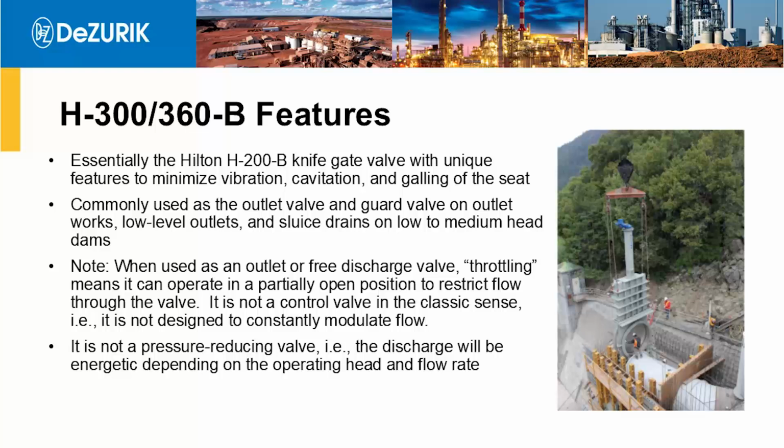It's important to note that even though we call this a throttling knife gate, it's not really a control valve in the classic sense. It's not designed to sit there and modulate like a control valve in, say, a process plant. Throttling to us means that we're comfortable with opening it partially and letting it flow indefinitely at that position. It's common that these valves are operated seasonally. Maybe for a few weeks it's open at a certain position, and then the flow has to increase for a fish migration. They'll open it a little bit and then set it there for a while. So it's not a control valve. It's a throttling valve.